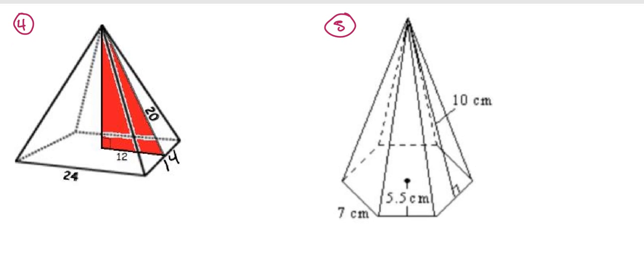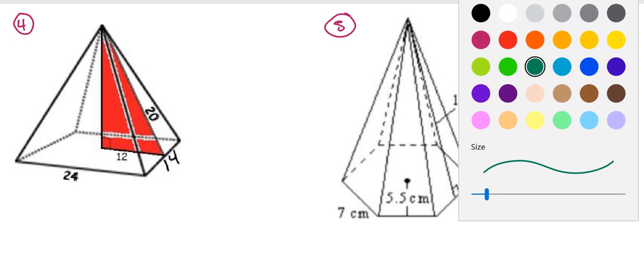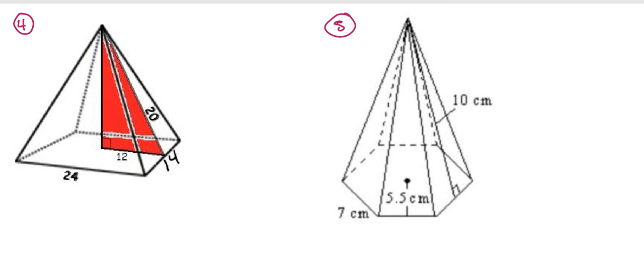Example 5 is the first one where it's somewhat of a different looking figure. This will be a hexagonal pyramid. And again, we're given this here, which is the slant height. We can't use that for volume. We need the true height coming straight down the middle. That's what we're looking for. So this 5.5 is the apothem. It would have been the same for this triangle.